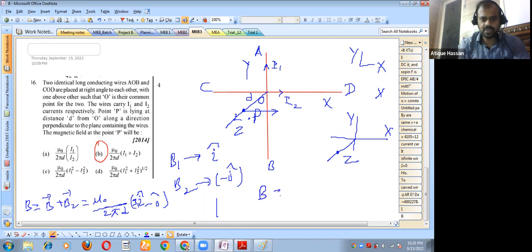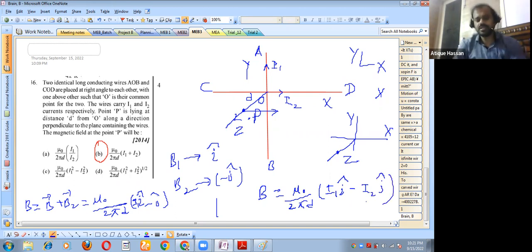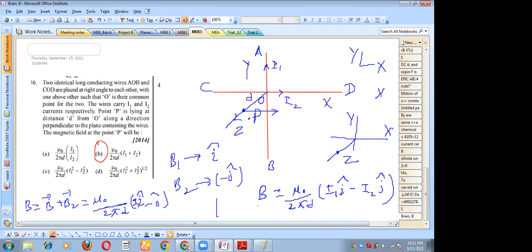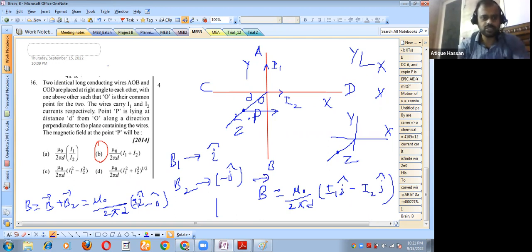B can be found like this: mu naught I by, distance is same, 2 pi d, but it will be I1 i minus I2 j, right? It will be like this, since the currents are different. Understood? Yes, sir. So now we can find the magnitude. Magnitude we can easily find.